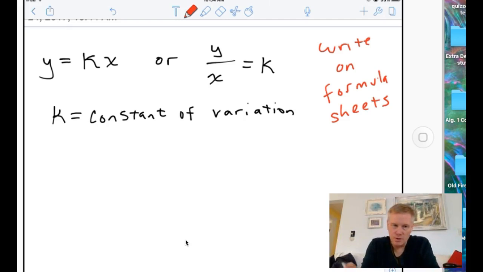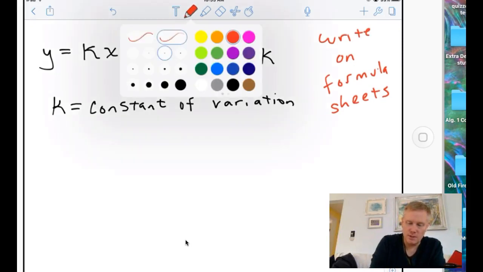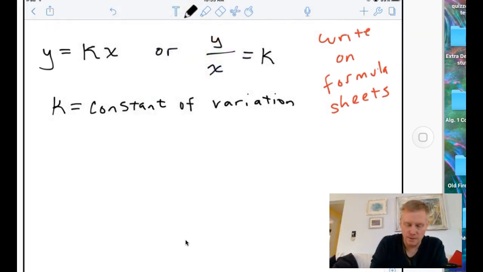So that's the main equation, and with these types of problems, if you can find out what k is, that's really the name of the game. If you find out what the constant of variation is, you can find out everything else. So once I've written that down, the first thing I'm going to ask you to do is simply to identify whether something is actually a direct variation or not.